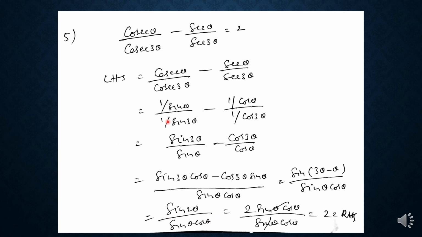Hence proved. So in this chapter we learned the formulas of trigonometric ratios of 2a angles, 3a angles and multiple angles, and we discussed some problems by using these multiple and submultiple angles.